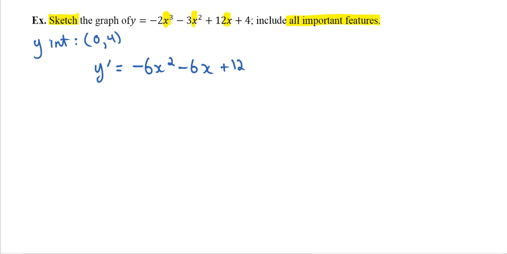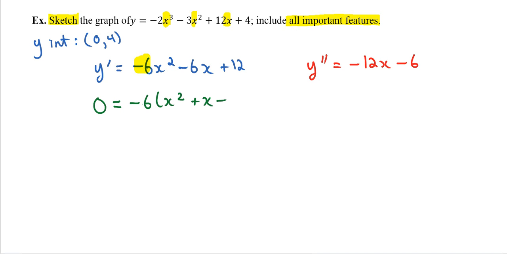And on the side here, I will take my second derivative in red. That's going to be negative 12x minus 6. Okay, so I'm going to go ahead and set my first derivative now equal to 0, because I want to find the critical numbers. So let me factor out the negative 6 here. If I do that, I get x squared plus x minus 2.